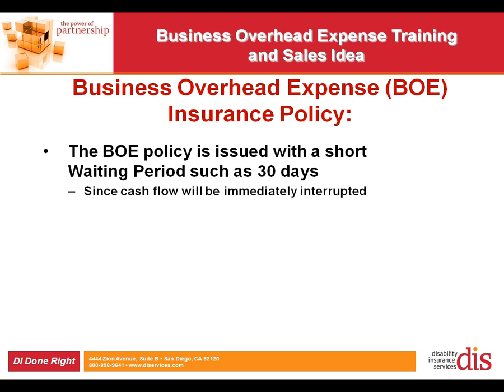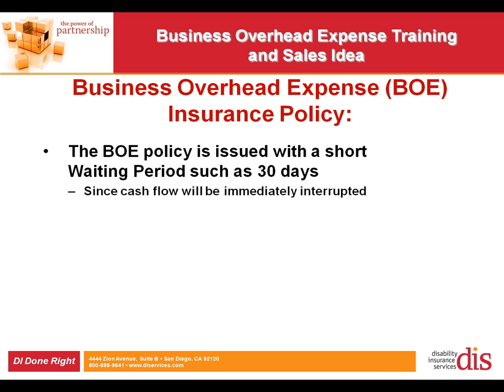Okay, a BOE insurance policy is typically quoted with a 30-day elimination period. Now, that's different than what we quote for individual DI. More often than not, you'll see a 90-day elimination period on the individual side. And so you might be questioning, well, why are we doing a 30-day on the BOE? Because cash flow is going to be immediately interrupted for a business. So we want to get the shortest elimination period available.